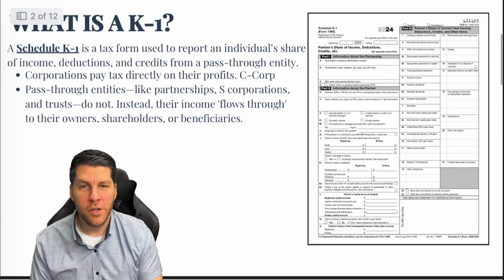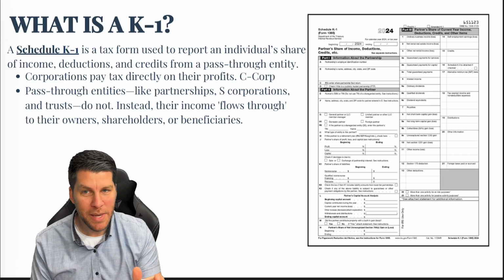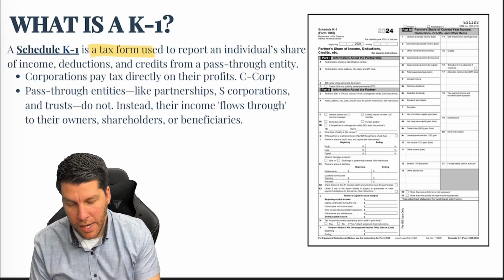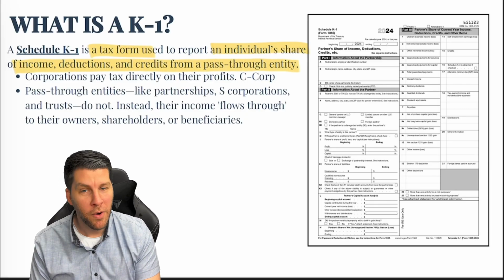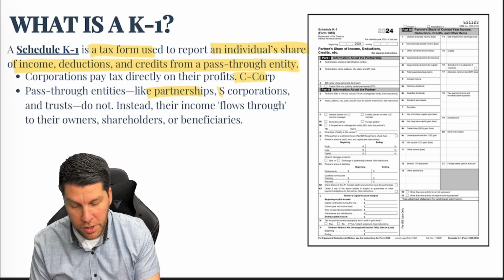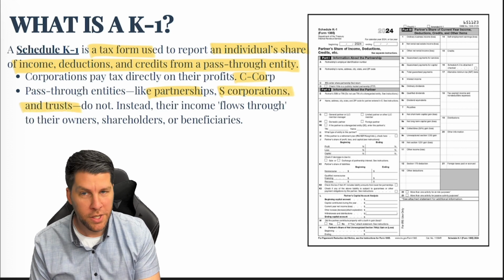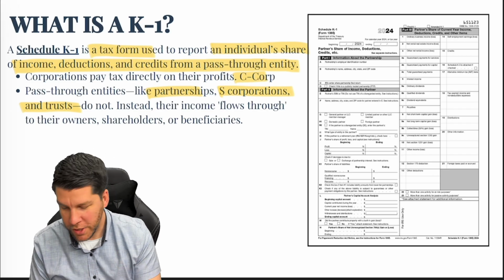So, first off, what is a K-1? A K-1 in accounting speak is a tax form that reports the individual's share of the income or deductions from a pass-through entity. So that's not a C Corp, which is one of the really only ones that's not a pass-through. Pass-through entities are partnerships, S Corps, and trusts if you have multiple members. What does that mean in normal language here?